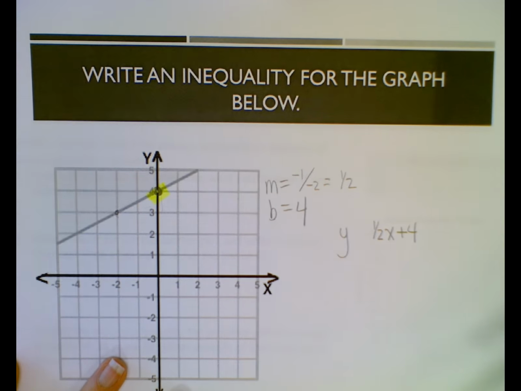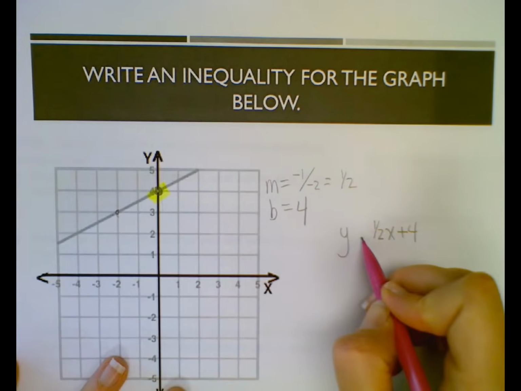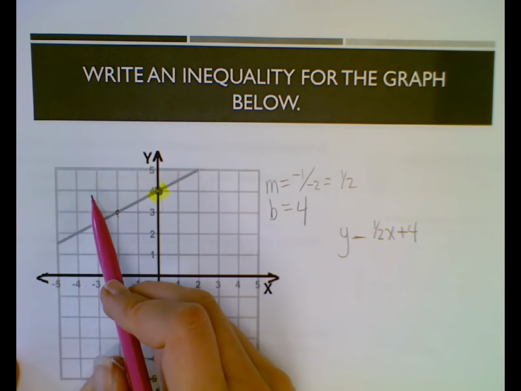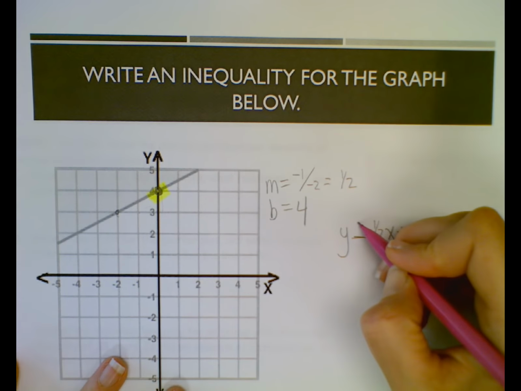Now I need to choose a sign. I see it's a solid line, so it's going to include equals to. I'm shading above the graph, so it's going to be greater than.